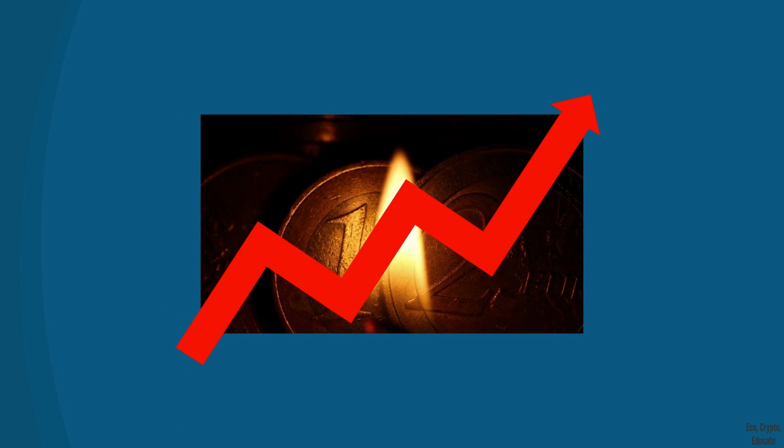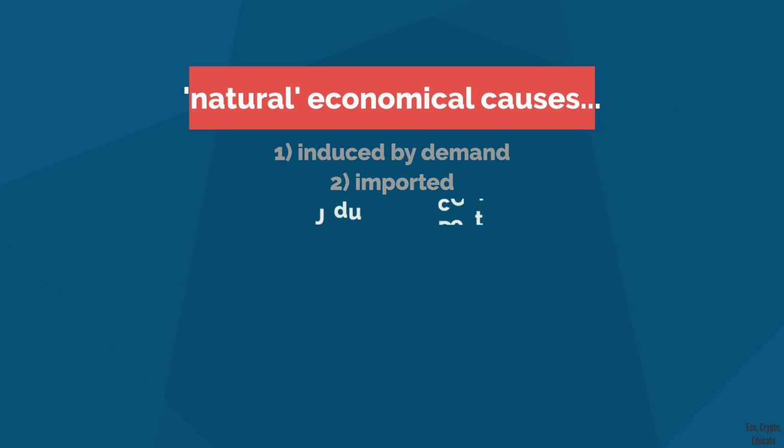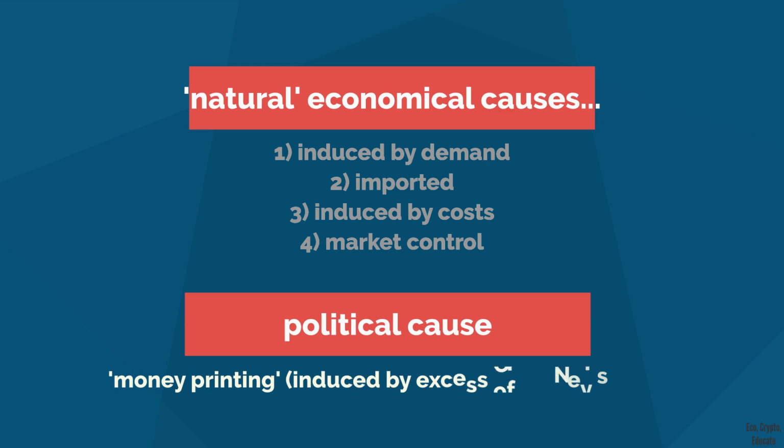We've mentioned in episode 9 that governments sometimes had a real interest in having inflation. We've seen that it had four main causes linked to economic life: demand-induced, imported, induced by costs and market control. Then one having no link with economic life but merely caused by political actions, inflation induced by excess of money supply, i.e. money printing. We'll focus on the latter.